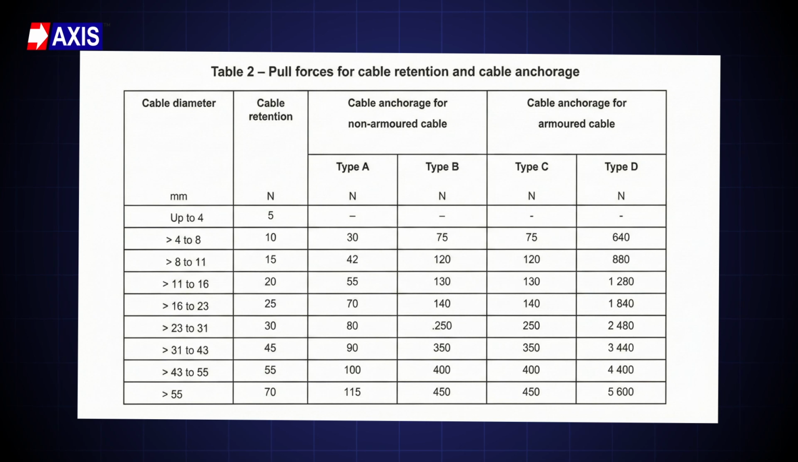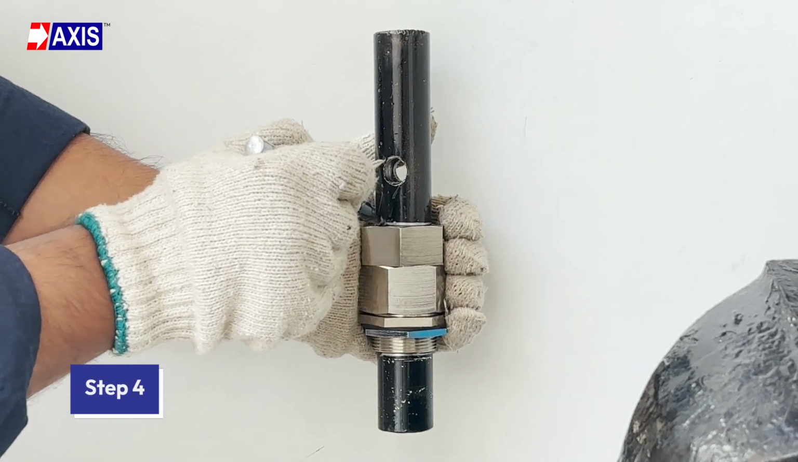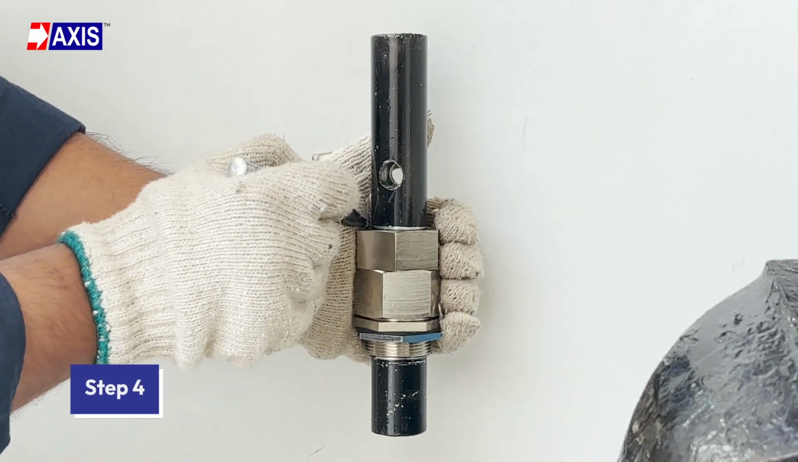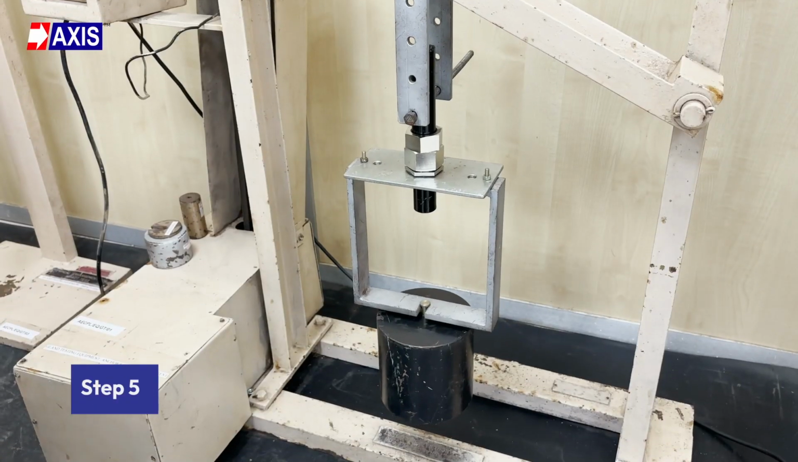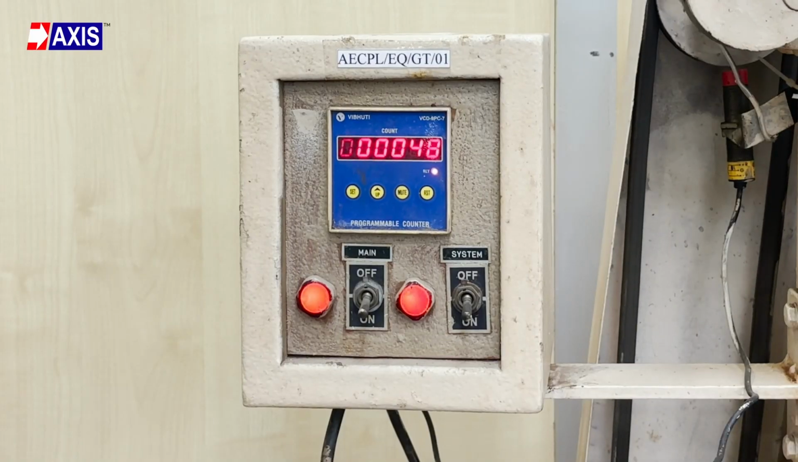As our gland's cable diameter falls between 31 and 43 millimeters, its tensile load as per the standard is 350 newtons, which is 35 kilograms. Step 4. For tracking slippage, mark the mandrel at the edge of the cable gland. Step 5. Let the test machine pull the cable forward and backward 50 times.